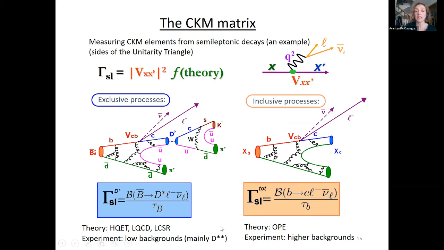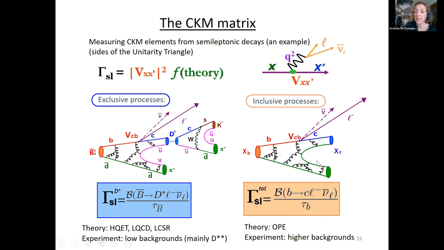So exactly. In the case of an exclusive process, you are focused on a specific final state. For instance, in this case, you will have a B meson decaying into a lepton and a neutrino. So I'm going to talk about semi-leptonic decays. This is this kind of transition where you have a lepton and a neutrino in the final state. If I'm talking about an exclusive process, it means that I have a very defined final state. For instance, in this case, it will be a B meson going to a D star meson, a lepton and a neutrino. So it will be this diagram here.